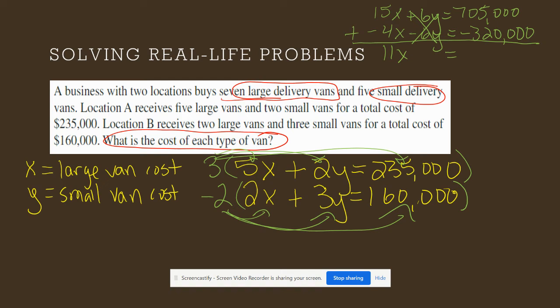And then 705,000 plus -320,000 is 385,000. The opposite of multiplying x by 11 is dividing by 11 on both sides. And we get x is equal to 35,000.